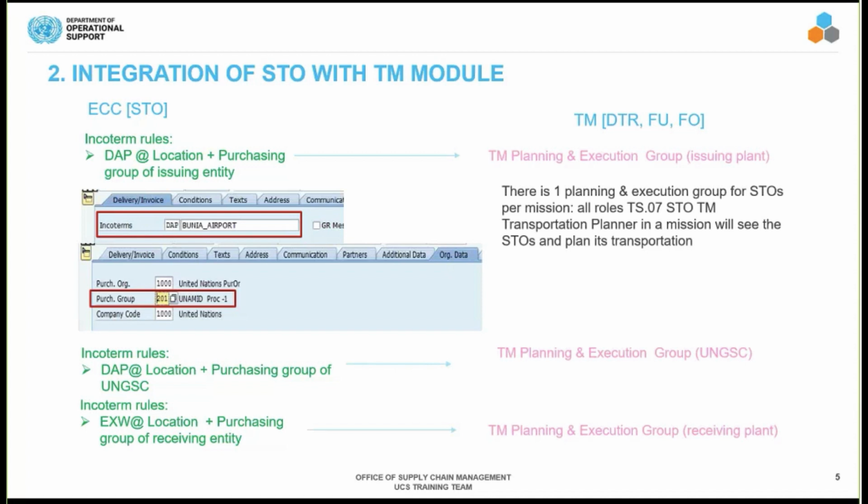Is it clear that the combination of Incoterm rules needs to be according to the purchasing group of the sending or receiving entity, so the materials are visible in TM? Yes, there are no comments.